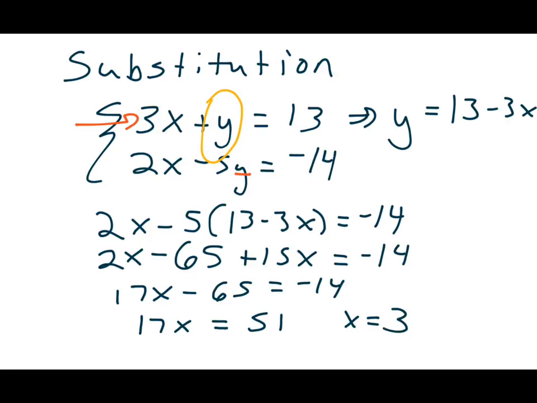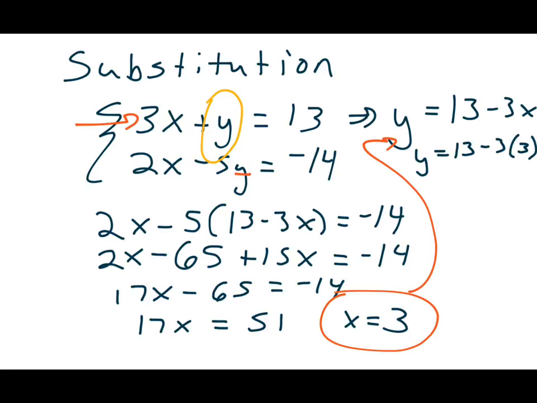Okay, now we're not done because we've got to solve for y. We can take our x and run back up here and plug it in for the x up here to go ahead and solve for y. So y equals 13 minus 3 times 3. That's 13 minus 9, or y is equal to 4. So there is our solution. x equal to 3, y equal to 4. That's how we solve our system.